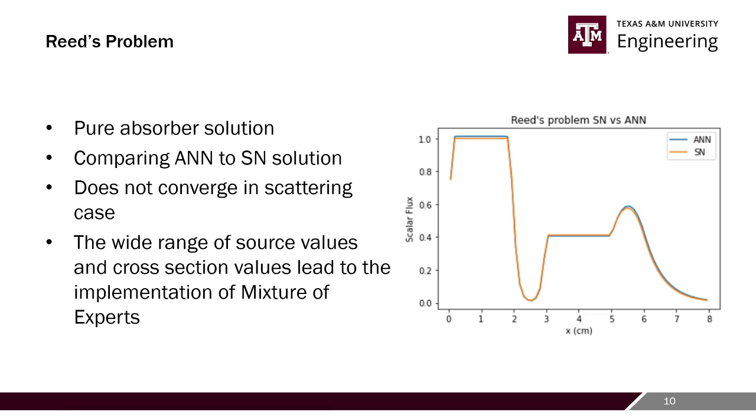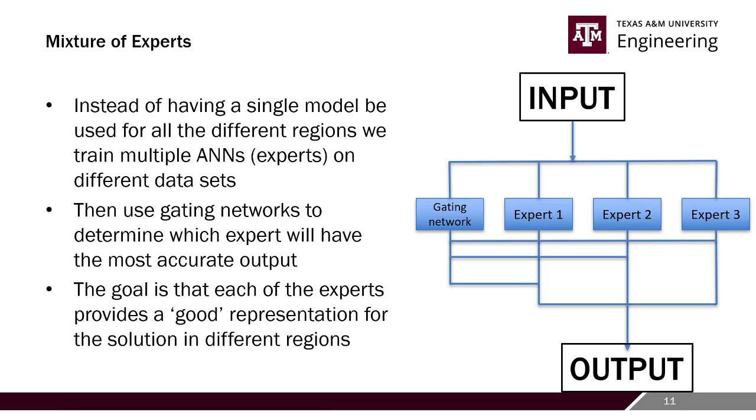So because of that, and the wide range of source values and cross-section values, we were led to the implementation of a mixture of experts model. So our mixture of experts model, instead of having a single model be used for all of the different regions, we train multiple different ANNs, or experts, on different data sets to give us a picture of the whole data set as a whole. So the input will be fed into all of the networks, and then the gating network output will be combined with the output of each of the individual experts in order to form the total output of the mixture of experts model.